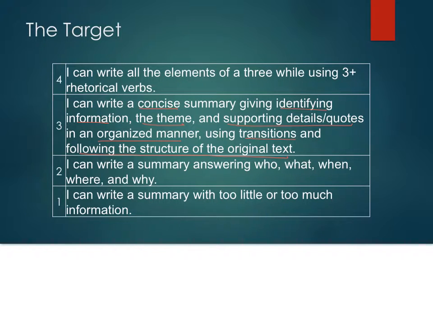At a 2 level, you can write a summary which will typically be shorter that answers who, what, when, where, and why. You're not giving the full amount of supporting details necessary for proficiency with this particular target. At 1 level, you can write a summary with too little or, interestingly, too much information. The key with summary is you're shortening it. So too much can come in the fashion of you're pretty much just restating every single sentence in the text. That's way too much for a summary.